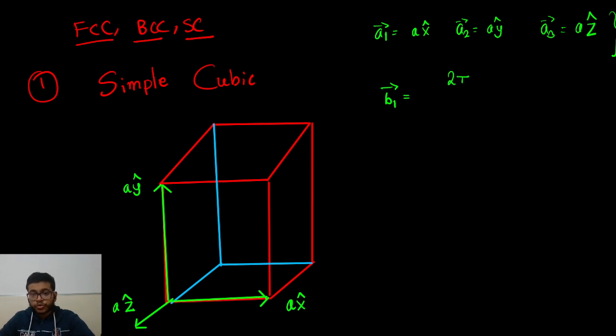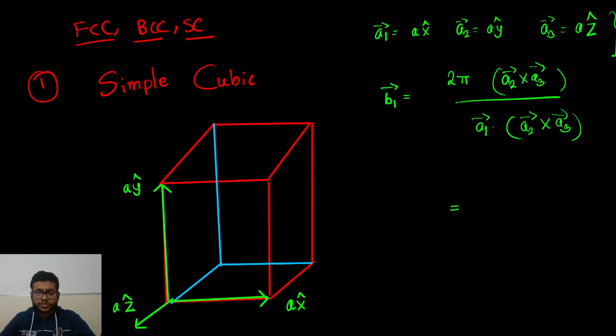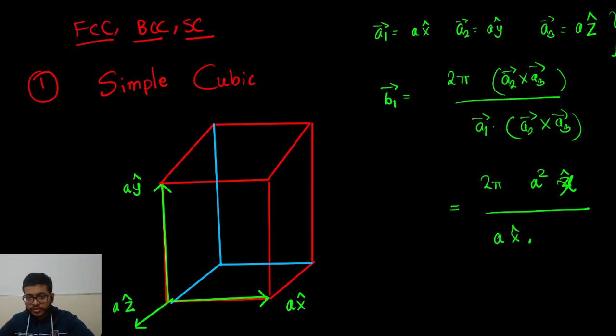So B1 is what? 2 pi into A2 cross A3 divided by A1 dot A2 cross A3. You know what the answer is going to be, because anyway they're perpendicular to begin with. So that will be 2 pi a square z cap, because y cap cross z cap will be x cap, and A1 will be a x cap dot a square x cap. So x cap dot x cap is 1, a square cancels, and it will be 2 pi by a into x cap. So it will be parallel to the original vectors.